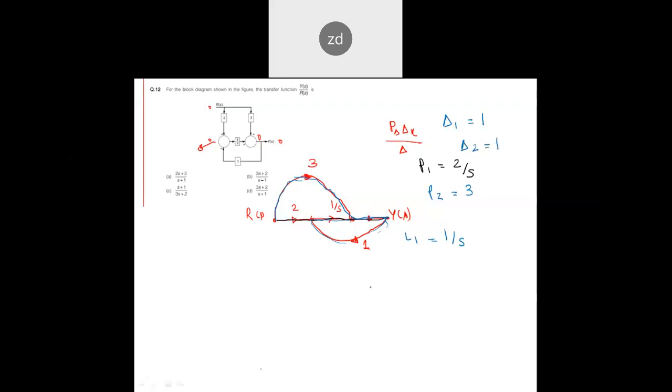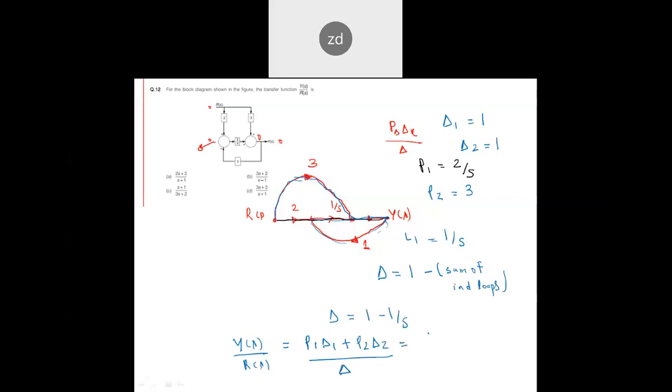And what is the value of del? Del is 1 minus the sum of individual loops. So I'm having only one loop, so del would be equal to 1 minus 1 by s, and I'm having nothing else. So from Mason's gain formula, if I need y of s by r of s, I can directly write p1 del 1 plus p2 del 2 divided by del.